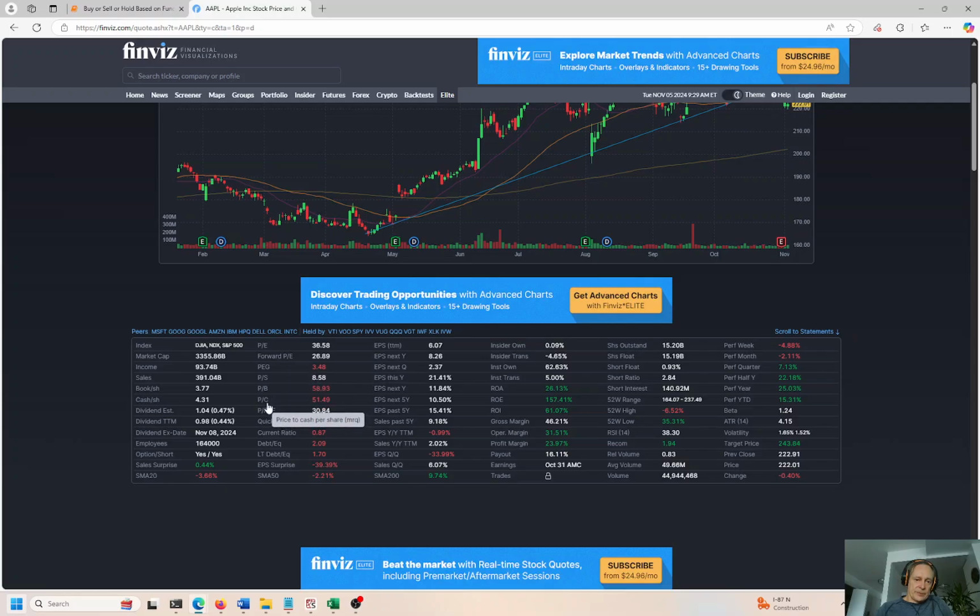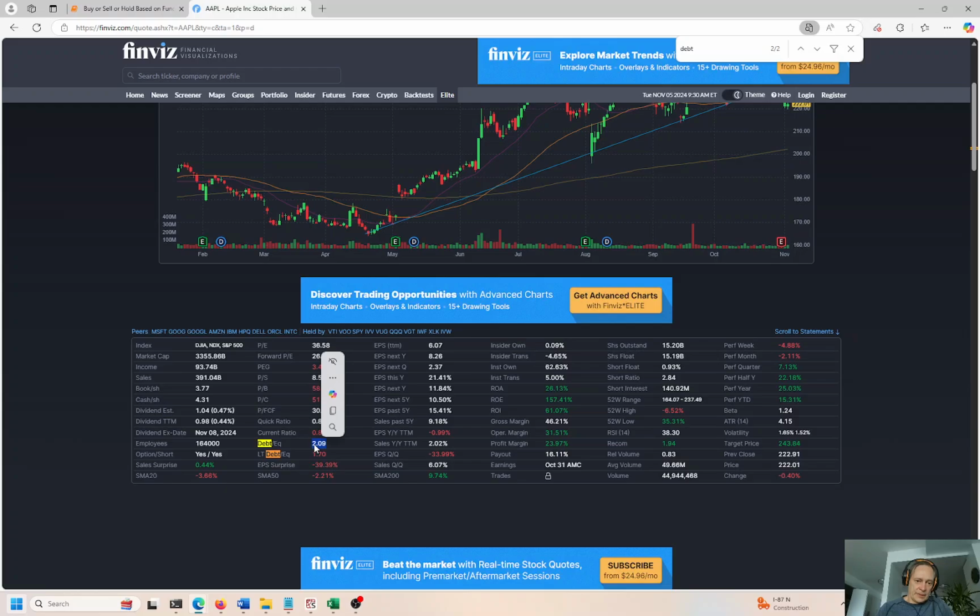So price to book, price to cash. I'm seeing some big red numbers here. Not looking good, right? A lot of red down here. Current ratio. Let's see. Earnings per share 6. EPS this year 21%. That's pretty decent. Sales up 2%. ROA, ROE, ROI pretty high. Where's the debt? Debt to equity. Yeah, so they have a lot of debt actually.